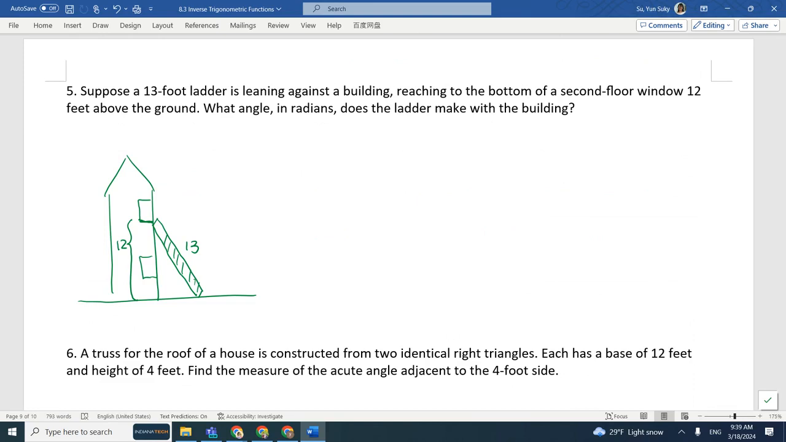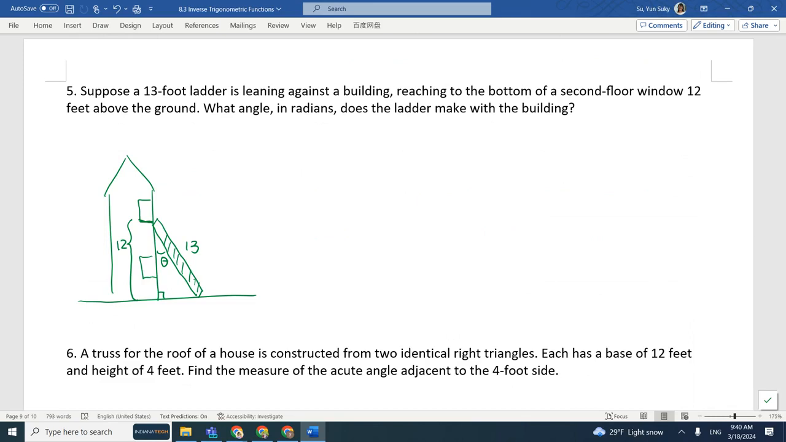So, what are we looking for? Are we looking for this angle or that angle? The top one or the bottom? The top one. The angle the ladder makes with the building. So we are looking for this theta. And we know this is a right triangle. Yes, everybody? Okay. This angle, theta, is what we're looking for.